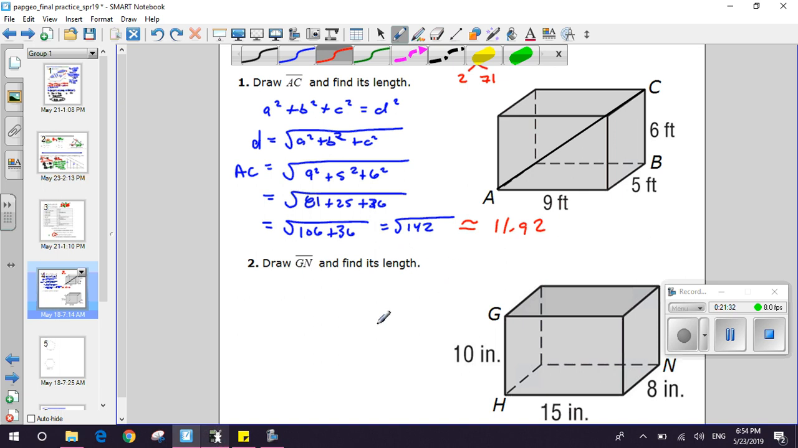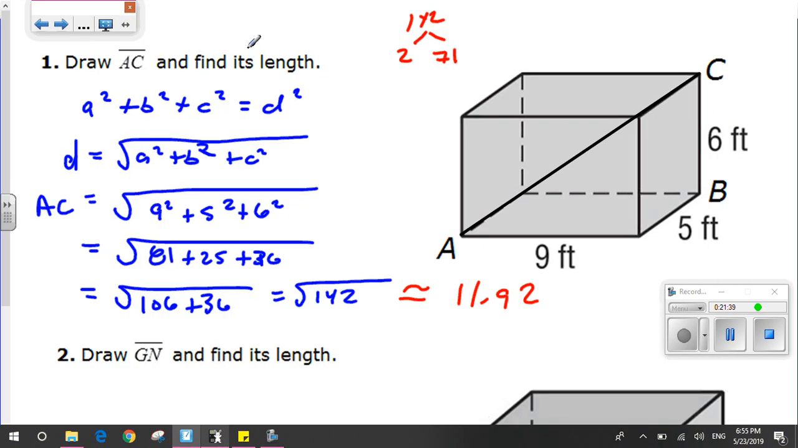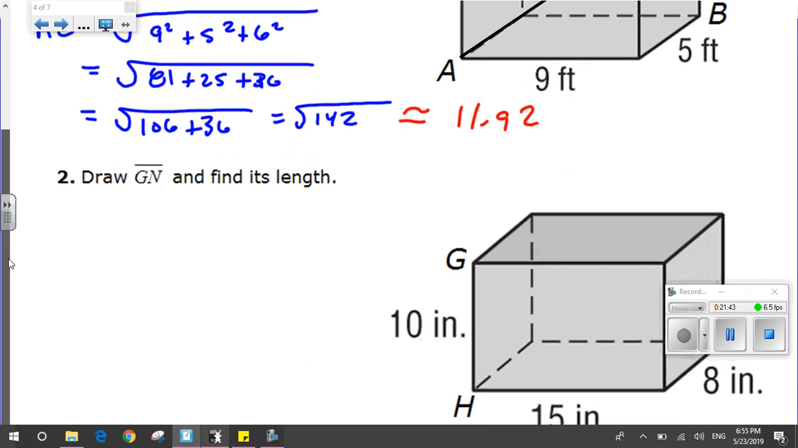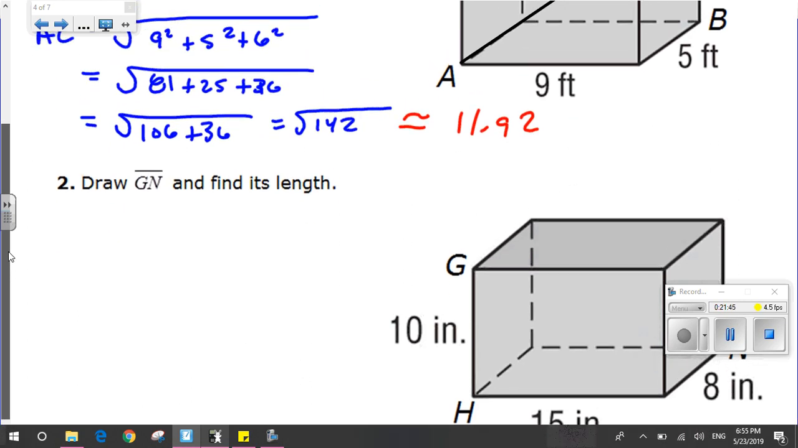Now, I want you to try and find the length of GN on your own. We have it 10 by 15 by 8.